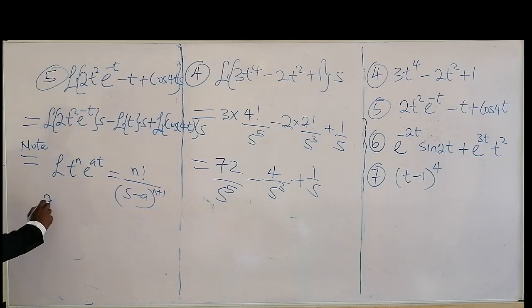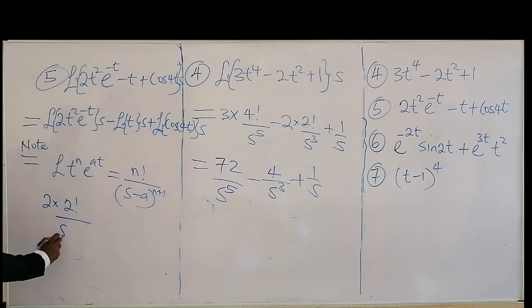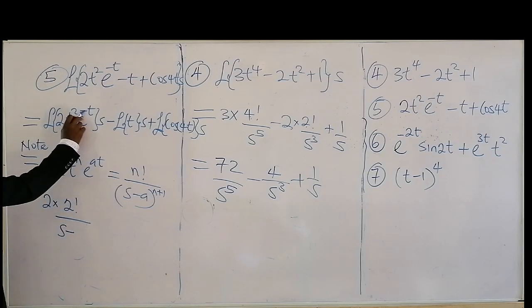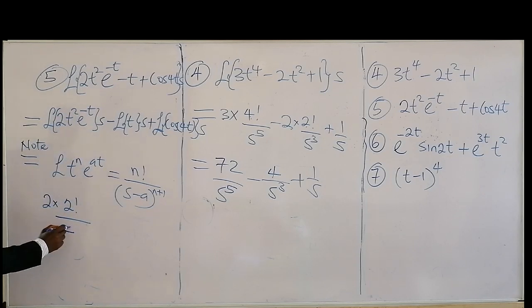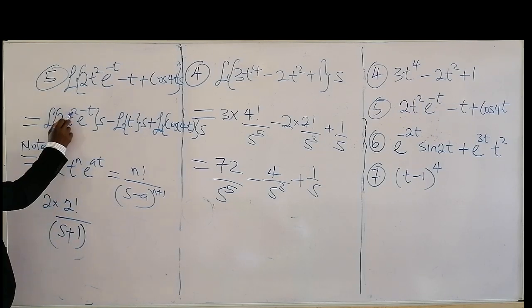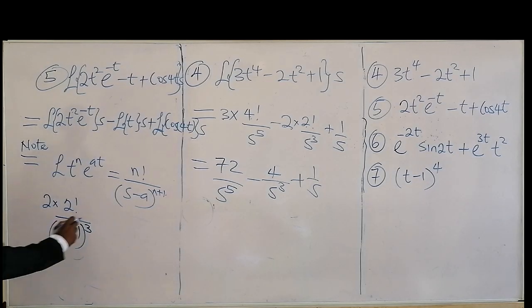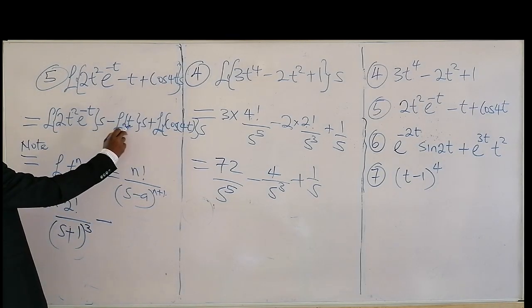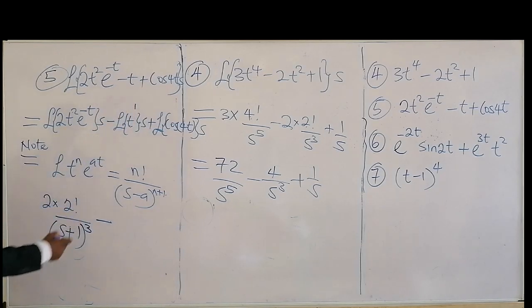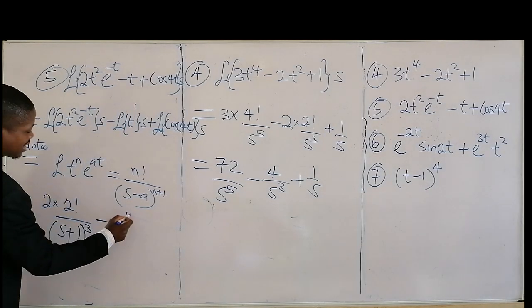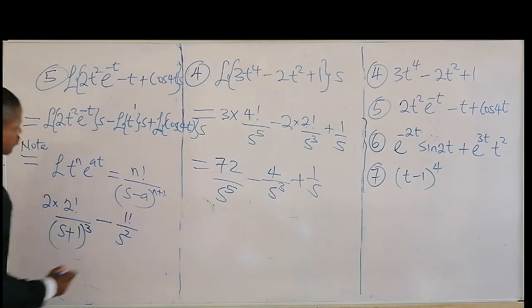So that will be 2 times 2 factorial over x minus, what do you have here? The attachment here is minus 1. So that will make this one become minus minus, so plus 1. And then what do you have here? This is 2, that's 2 plus 1, that's 3. Then minus the Laplace of t. Don't forget it has 1 as an exponent. And that will be 1 factorial over x cubed.